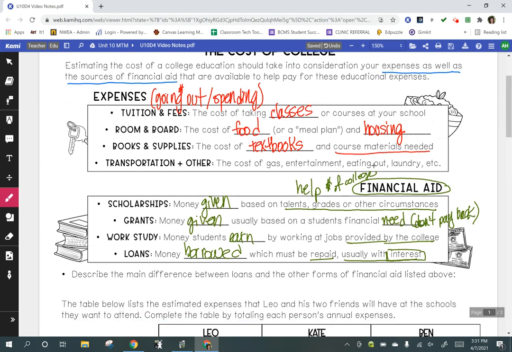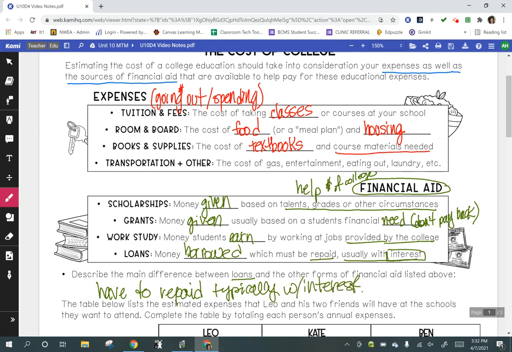It says, describe the main difference between loans and other forms of financial aid. Well, we just talked about that. A loan is something that has to be repaid, typically with interest.